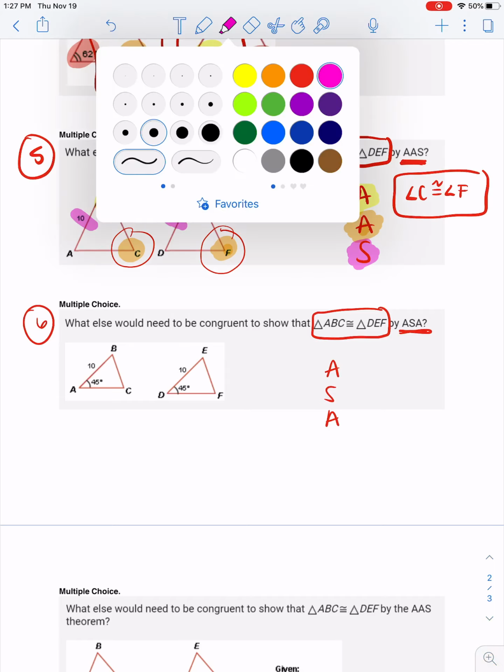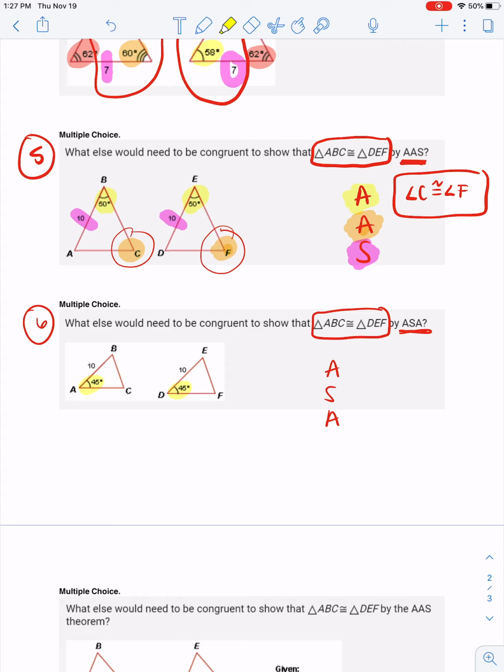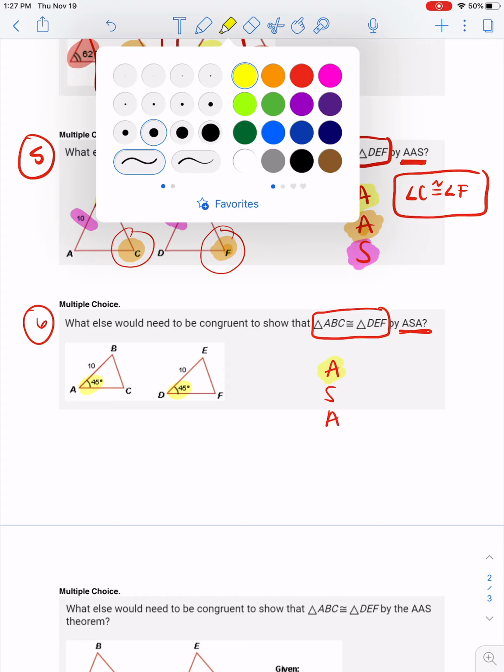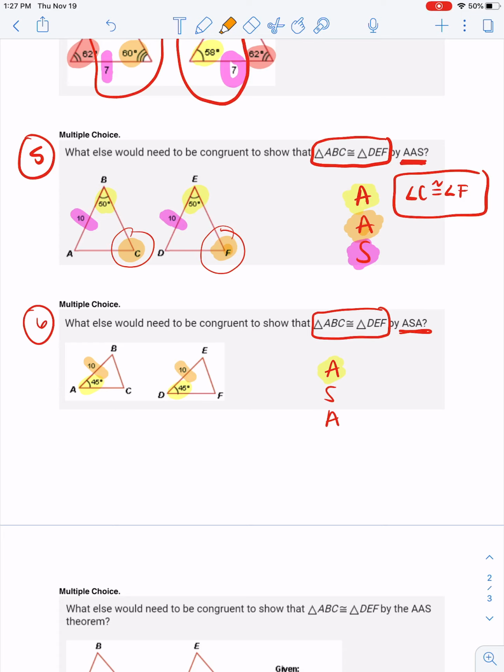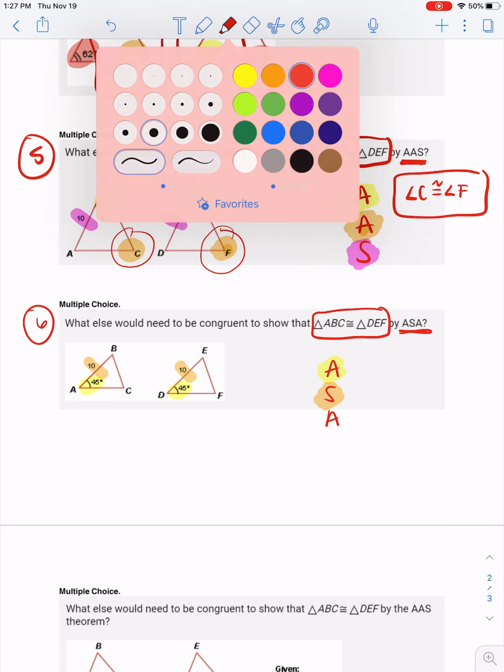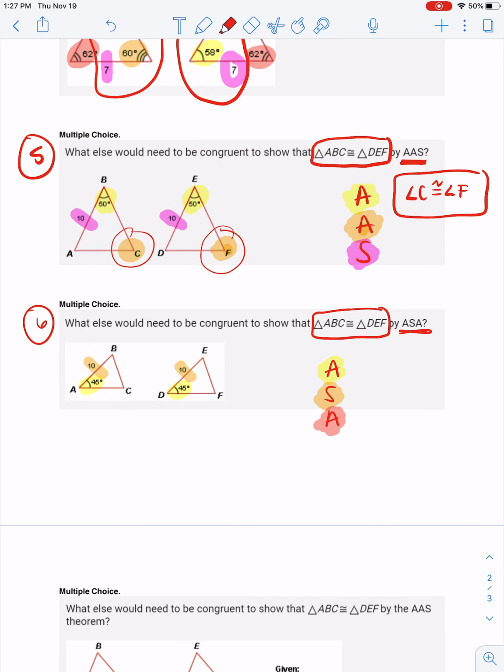So again, let's highlight and look at what we have. I have a 45-degree angle. There's one angle. I have a side that's 10. So the other thing that I need is this missing angle. So it has to go angle, and then a side, and then on the other side of that, angle. So what I'm missing, I need to say angle B is congruent to angle E, and that's going to be the option that you need. So angle B is congruent to angle E. Those are the angle pairs that we're missing, okay?